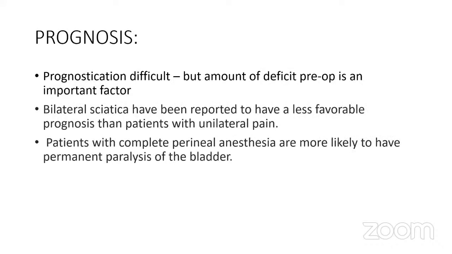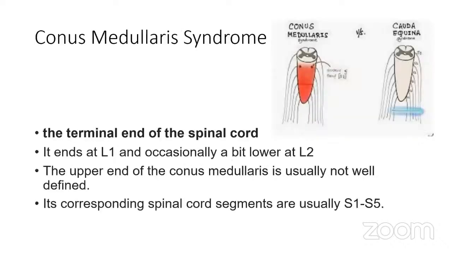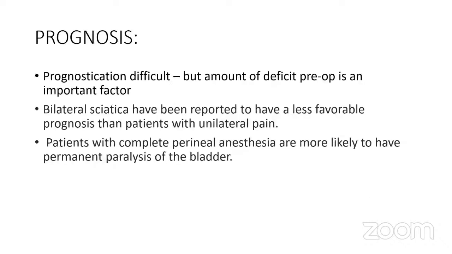Prognosis. Prognosis has been difficult. There are multiple studies, but many of them say nothing is really a prognostic marker. Just a few prognostic markers which some studies have supported are the amount of pre-op deficit, the more the worse; bilateral sciatica, worse than unilateral sciatica; and patients with complete perineal anesthesia may have a worse prognosis. That is honestly it about the cauda equina syndrome.